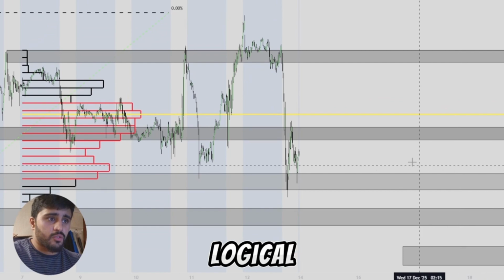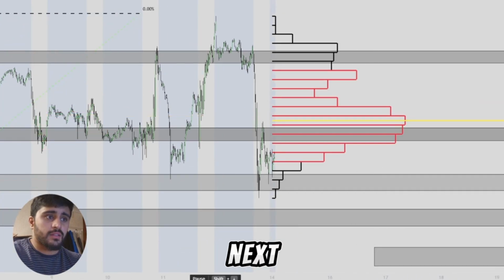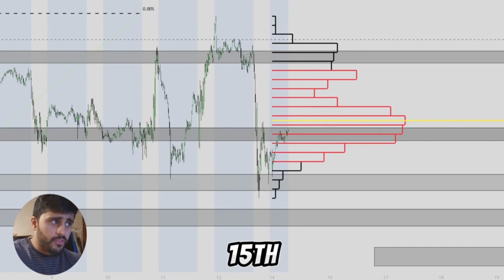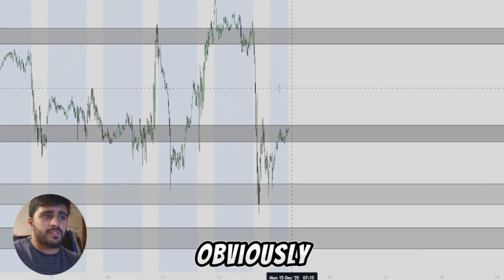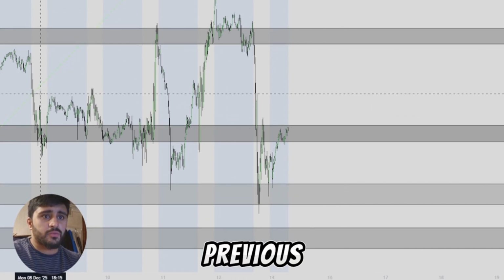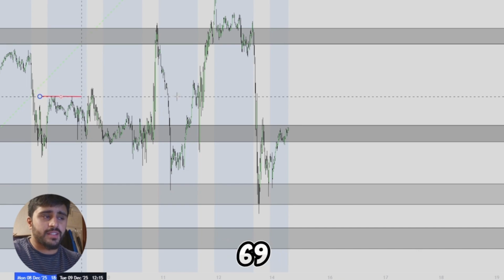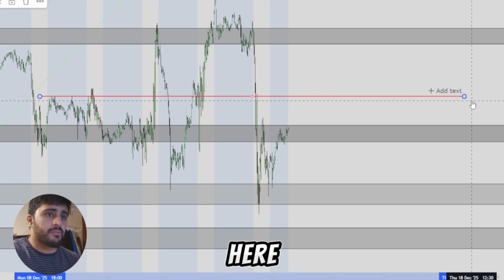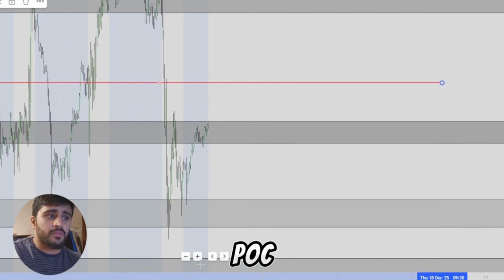So just taking that logical extension over to the next day. So this is now Monday the 15th, and we can see obviously the week has started again. If we take a look at where the previous week's POC was, that was 69.26, this red line over here. This was the previous week's POC.